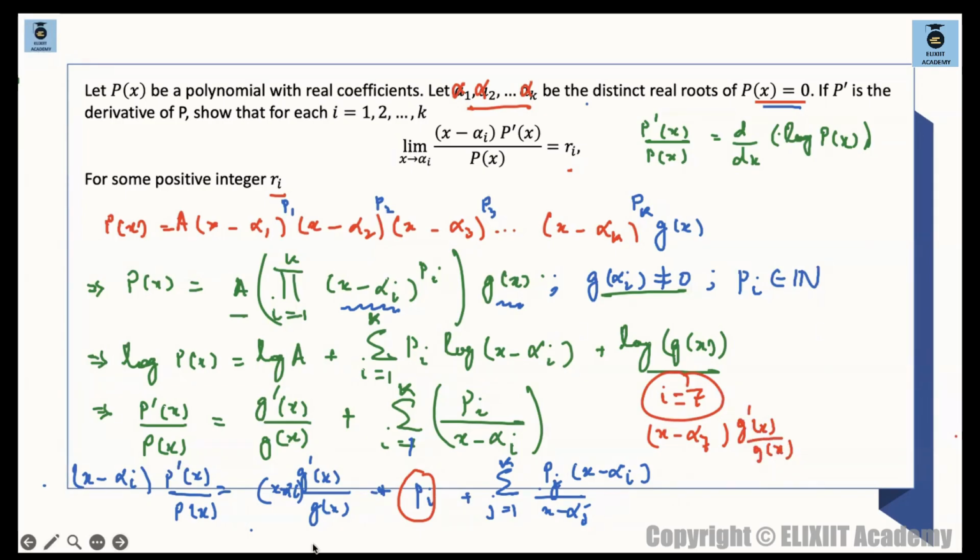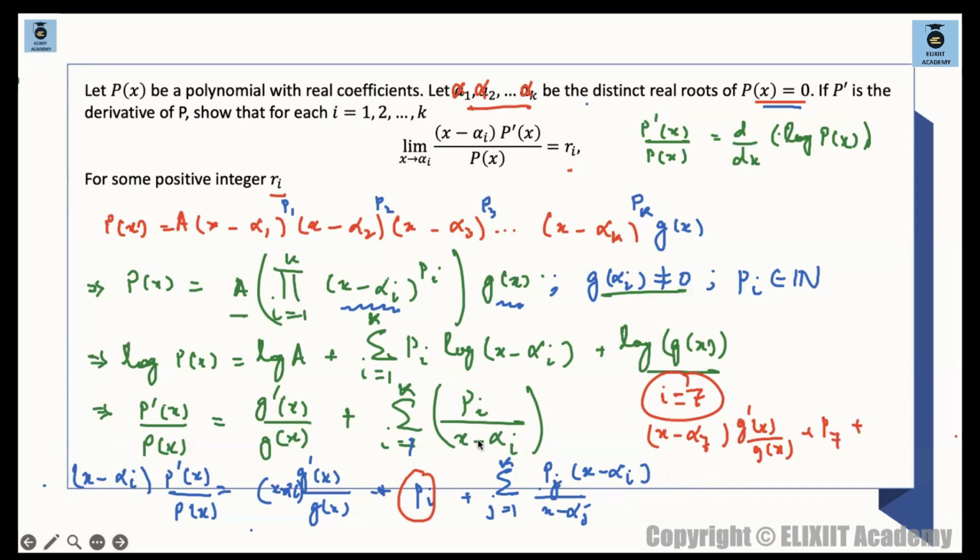Look at the right hand side, just the right hand side I'm saying. Plus, what will happen? One of the terms will cancel out. Which term will cancel out? x minus alpha 7 will cancel out. The rest won't cancel out. You are taking alpha 7 over here, so x minus alpha 7 will cancel out. Only the 7th term will cancel out and P7 will be remaining. Okay?